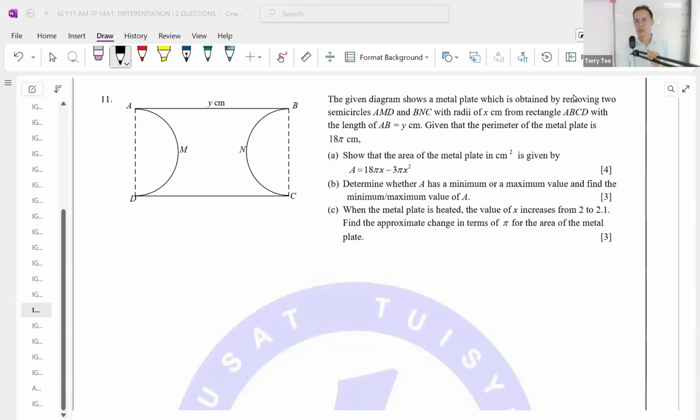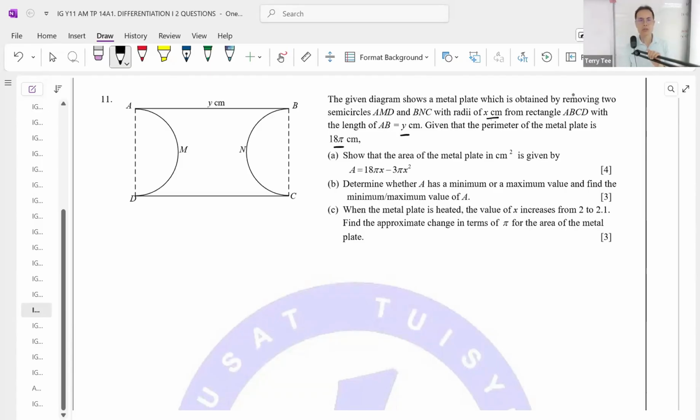Okay. The diagram shows a metal plate which is obtained by removing two semicircles, A and D and B and C, of radii x cm from rectangle ABCD with length of AB is y. The perimeter of the metal plate is 18 pi. So show that the area of the metal plate is given by this.